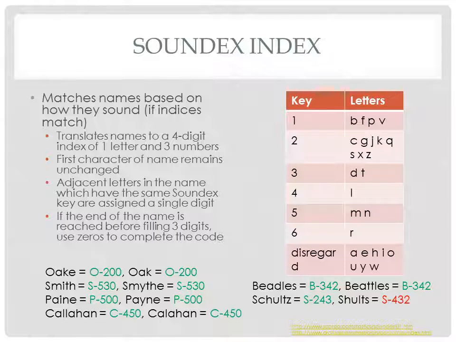A soundex key matches names based on how they sound, if indices match. It translates names to a 4-digit index of 1 letter and 3 numbers. The first character of the name remains unchanged. The adjacent letters in the name would have the same soundex key. They're assigned to a single digit. If the end of the name is reached before filling 3 digits, zeros are used to complete the code.